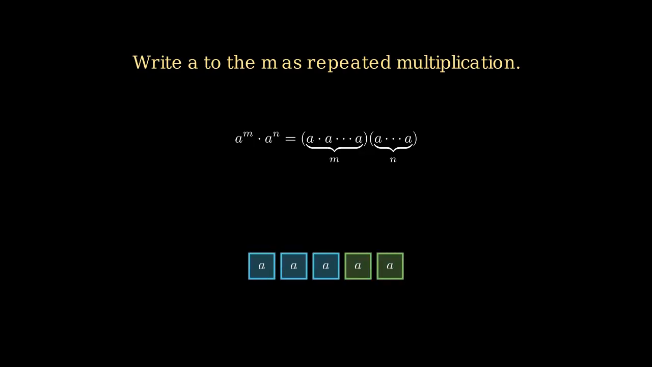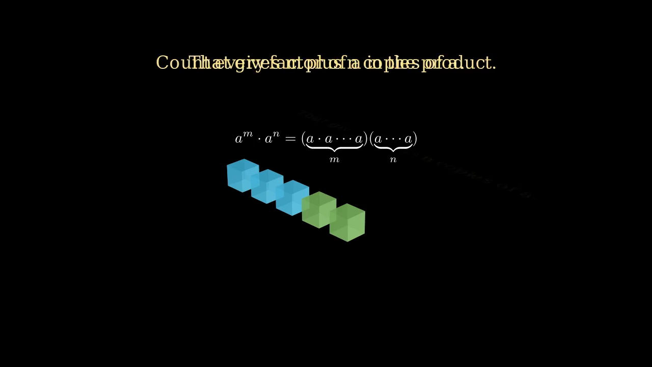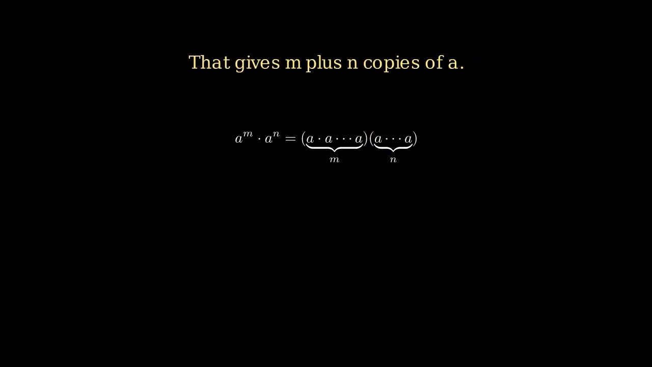Let's start with a^m times a^n. Write a^m out as a times itself, m times, and write a^n out as a times itself, n times. Now just count every single a in that whole product, and you get m plus n copies of a multiplied together, so a^m times a^n equals a^(m+n).